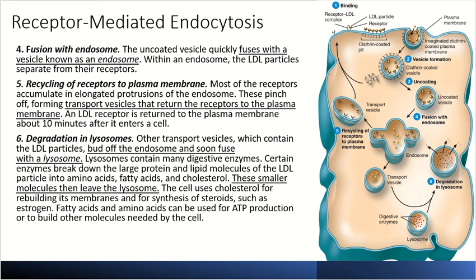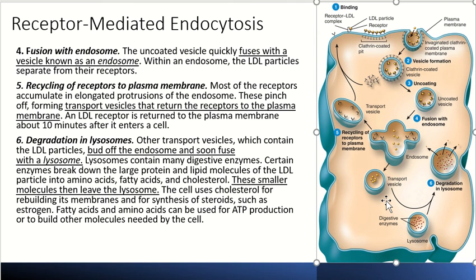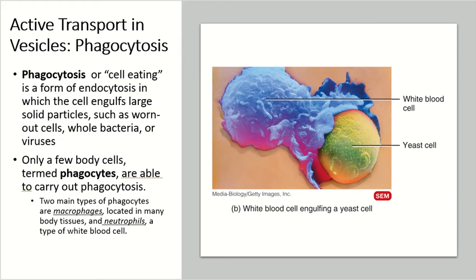These smaller molecules that have been broken down by the lysosome are going to leave the lysosome, and the cell is going to use the cholesterol from that LDL for rebuilding its membranes and for the synthesis of steroids, things like estrogen. It's going to use the fatty acids and the amino acids from our LDL. Can be used for ATP production or to build other molecules as needed in the cell. So that is the whole process of receptor-mediated endocytosis. Right? It's not too bad once we think about it.